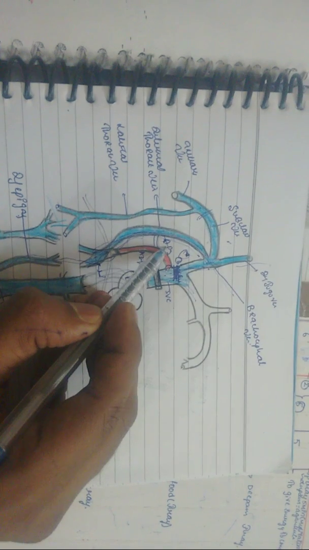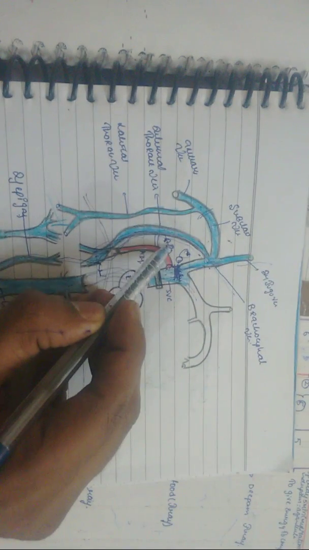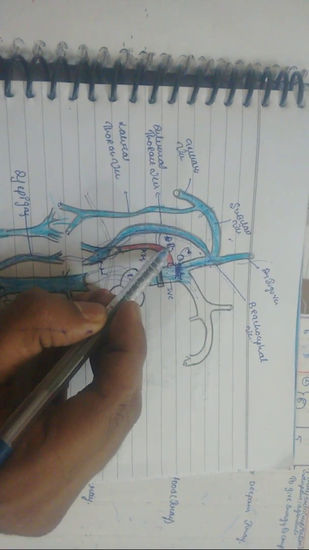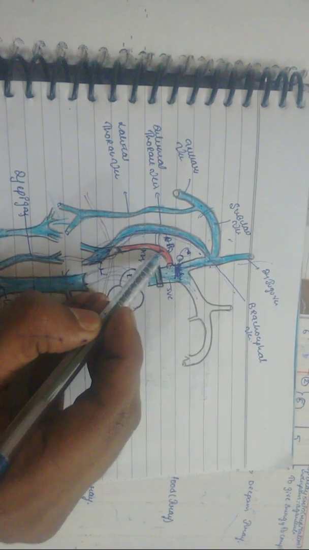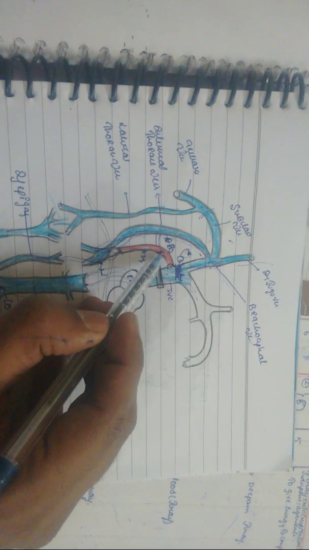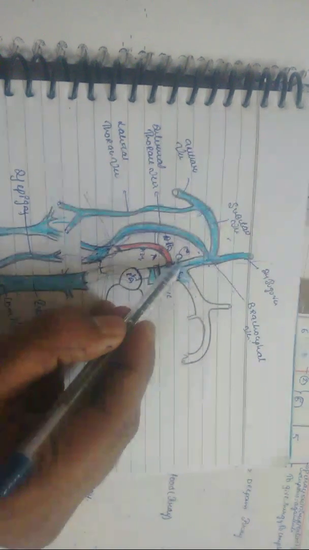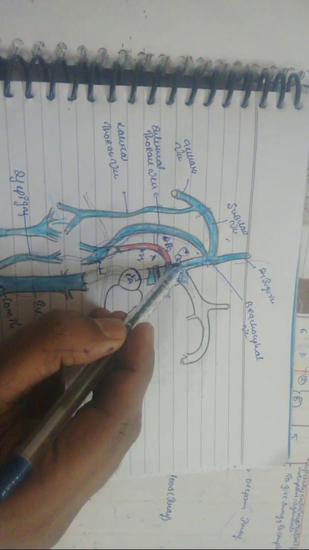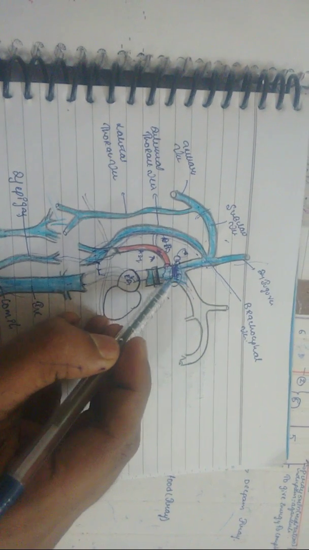Then it goes to the posterior intercostal vein. So I wrote P. From anterior it goes to the posterior. From the posterior it goes into the azygos vein. The red one is the azygos vein. From the azygos vein it goes into the superior vena cava, because there is a block at this aspect, so it can't come directly.